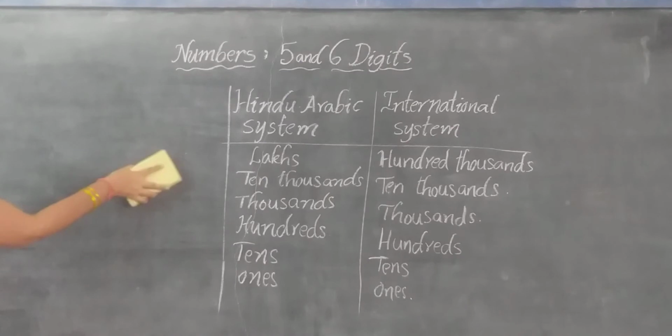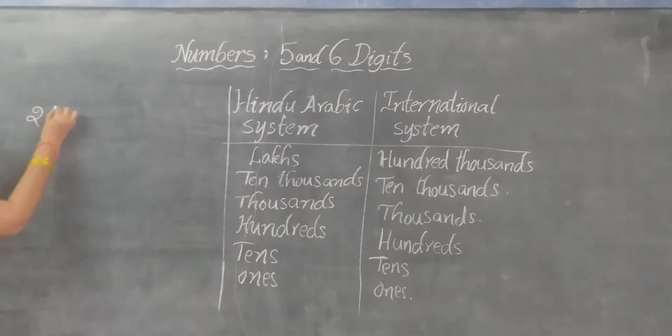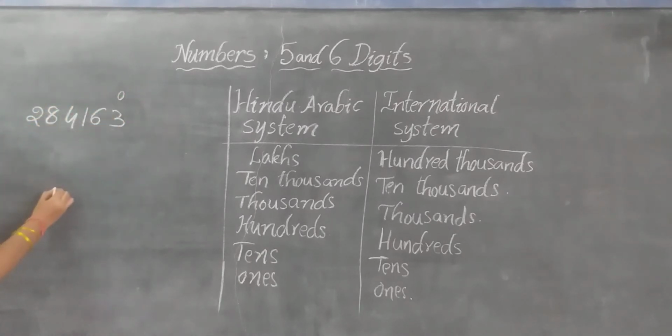Now I am writing here a 6-digit number. How many digits are here? 1, 2, 3, 4, 5, 6. Now I will write the places. Ones place. You also try to say. Next. Tens place. After that, hundreds place. Thousands place. 10,000s place and lakhs. Lakhs place comes after 10,000s place.